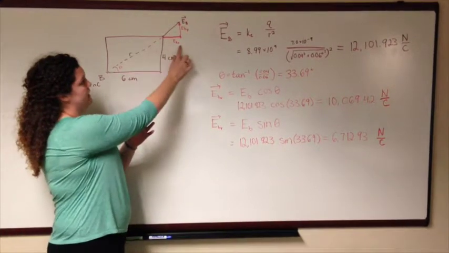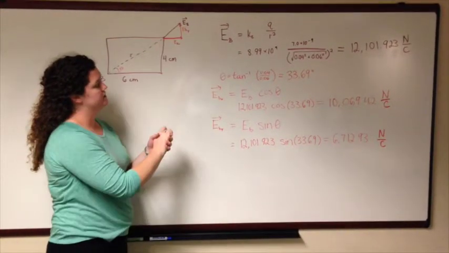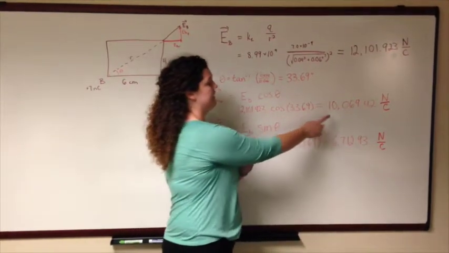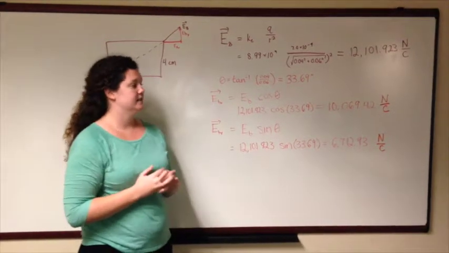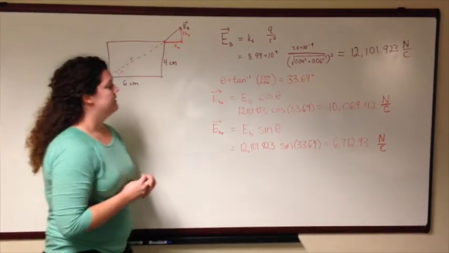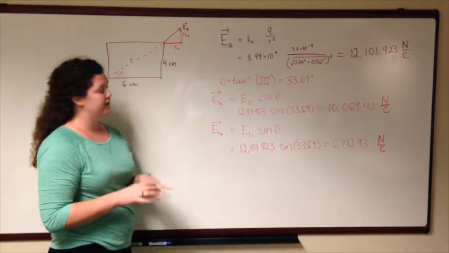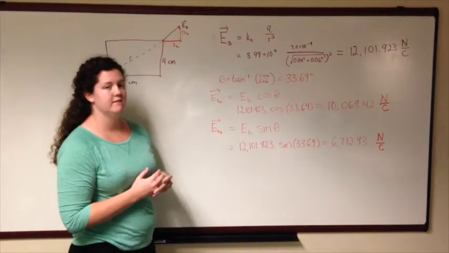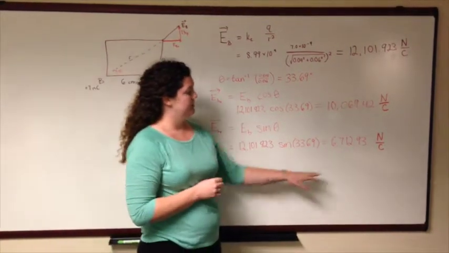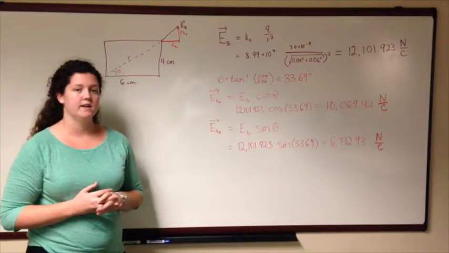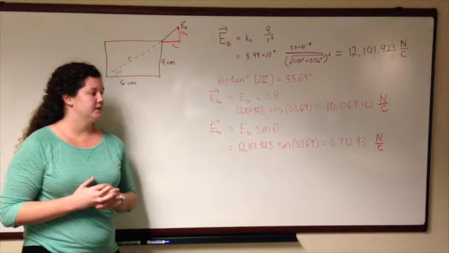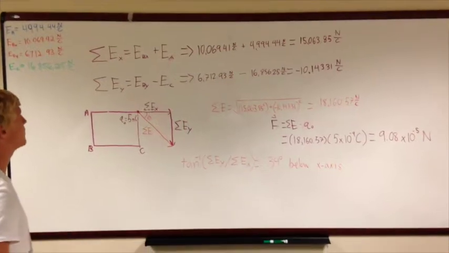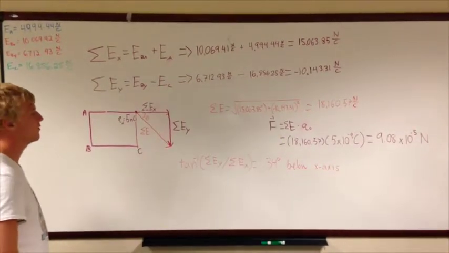To find the x component of our field, because the x component was this side here, and this angle here is theta, we used the cosine. So we took the total electric field multiplied by cosine of theta to find the x component equal to 10,069.42 newtons per coulomb. Very similar to how we found the x component, we find the y component by multiplying the total electric field due to point B and multiplied by the sine of theta. And after doing that calculation, we came to find the y component due to point B is 6,712.93 newtons per coulomb.